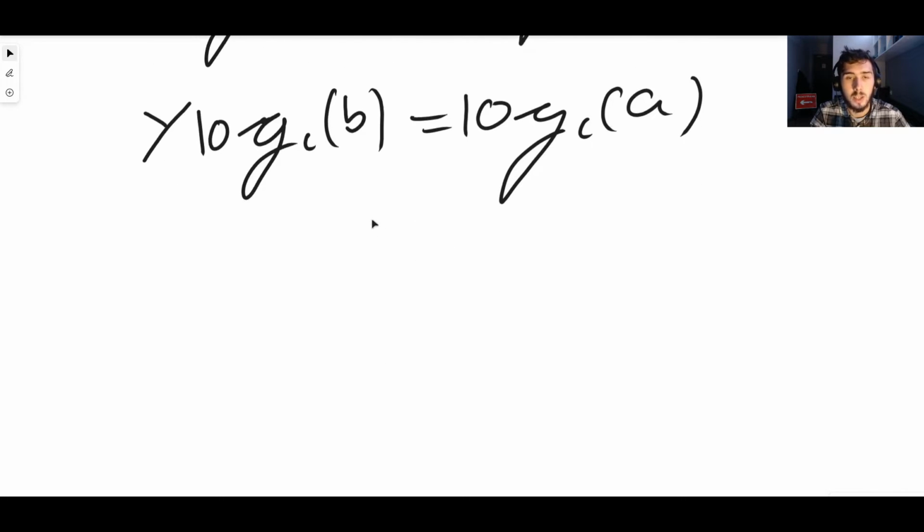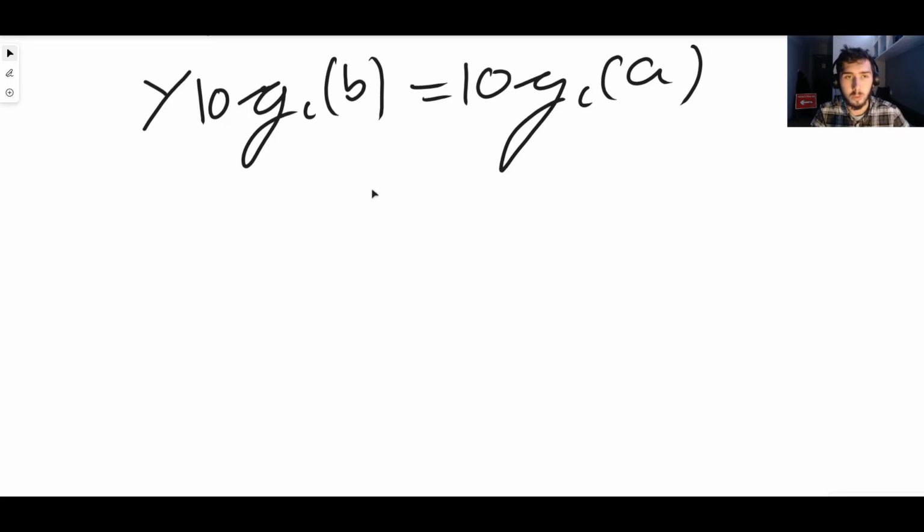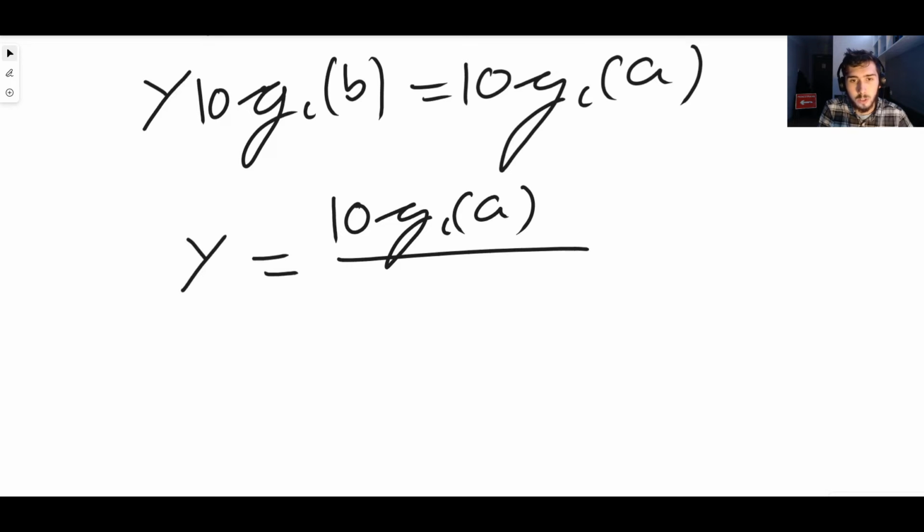Just rearranging. Now, the whole idea of this is, remember what y is. We want to make y the subject and see what it's equal to. So how do we make y the subject? We simply divide both sides by log base c of b. And therefore we get y is equal to log base c of a divided by log base c of b, just like that. And that actually is the change of base formula.